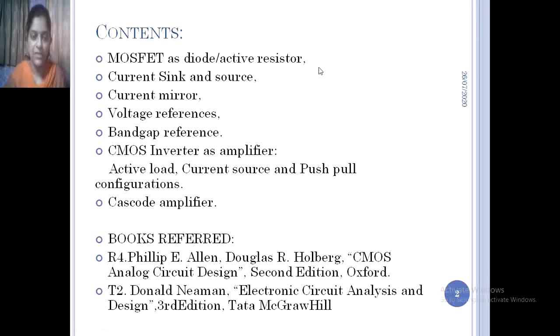Already in previous sessions, we have covered MOSFET as a diode or active resistor, then current sink and source, and we have covered up to the current mirror. So let us see the things summarized again, and in this session we are going to see current mirror as well as the voltage references.